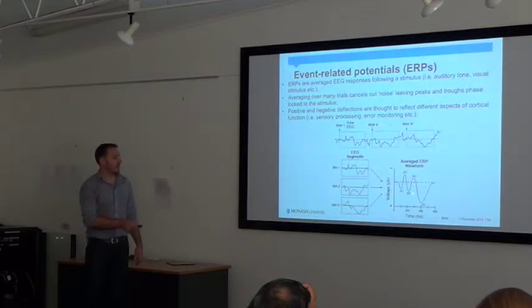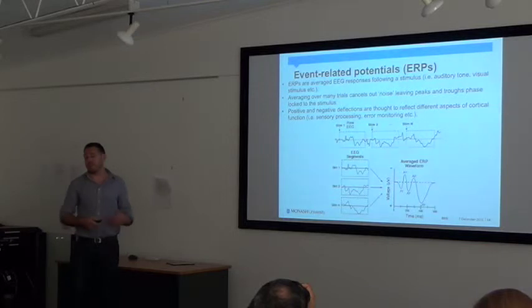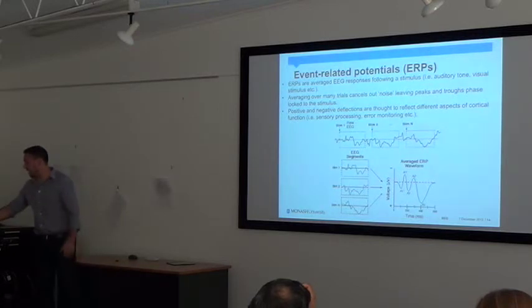And these peaks and troughs again are thought to give some kind of indication of the summation of activity of groups of neurons relative to different aspects of these tasks. This has been done over a long time. Some of these are thought to directly reflect things like sensory processing or error monitoring, and there's a whole ton of them in the literature.